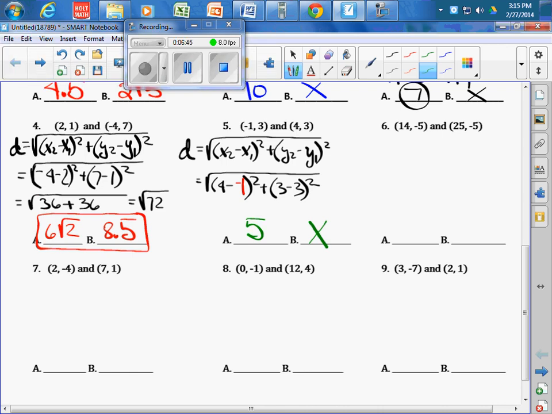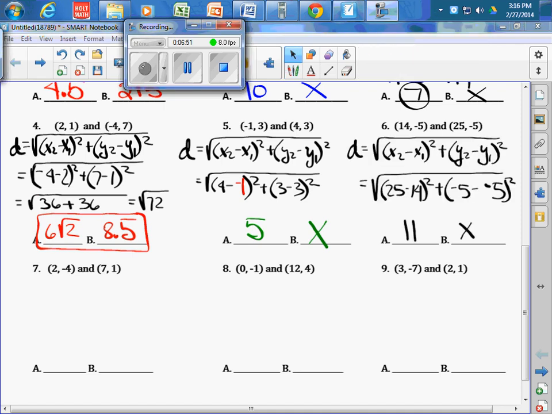Let's look at number 6. Again, go ahead and pause the video. You just try to do number 6 and see if we come up with the same thing. Hopefully you came up with 11. Again, the simplified radical, we won't need one since it comes out to a nice round number like that.